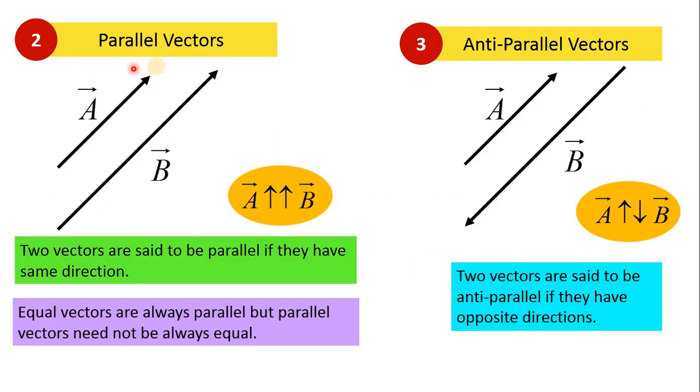Second definition, parallel vectors. Parallel vectors are vectors which are in the same direction. Two vectors are said to be parallel if they have the same direction. There is no constraint on the magnitude. They can have different magnitudes, but if only the directions are the same, then we say the vectors are parallel. This is the symbol for parallelism of two vectors.